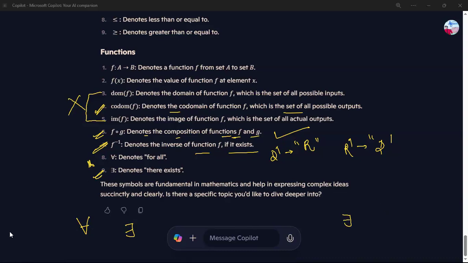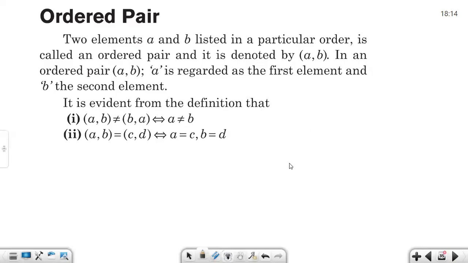Let's go to the slide. Is the screen visible? Yes, sir.